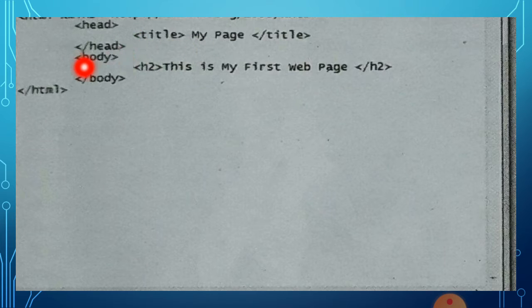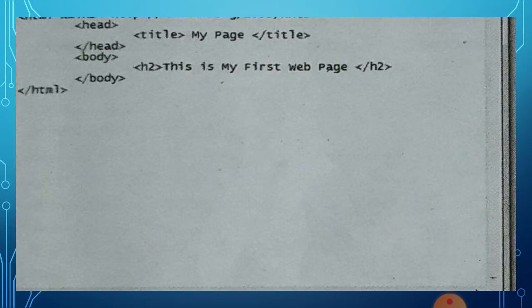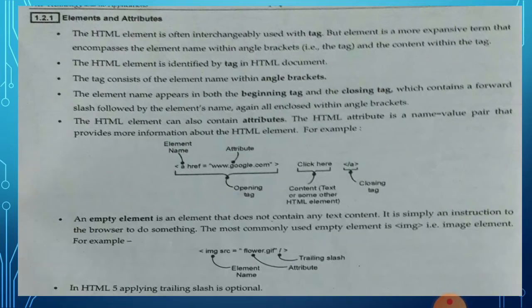Head tag, title tag, body tag, like that, then the h2 tag. So these are called tags. An HTML element is identified by a tag in an HTML document. The tag consists of an element name within angle braces. Body is an element name. Head is an element name. Title is an element name. So the tag contains the element name within angle braces.